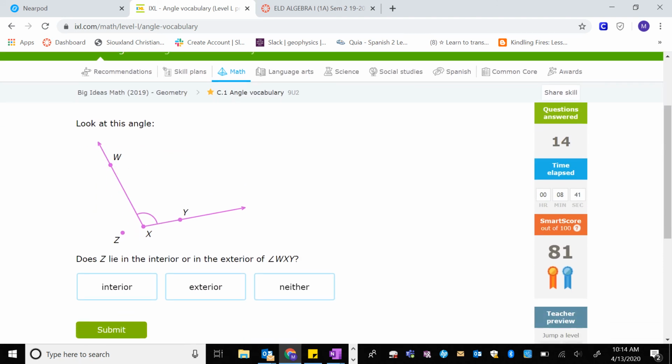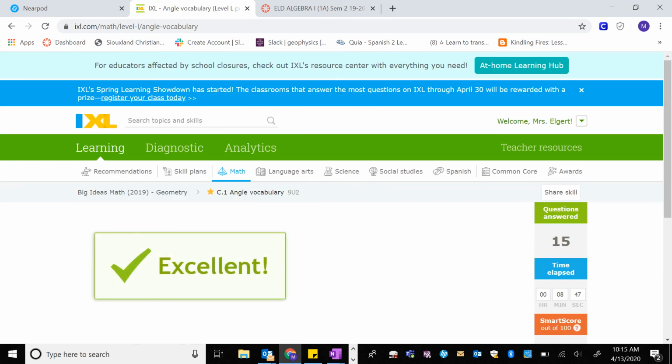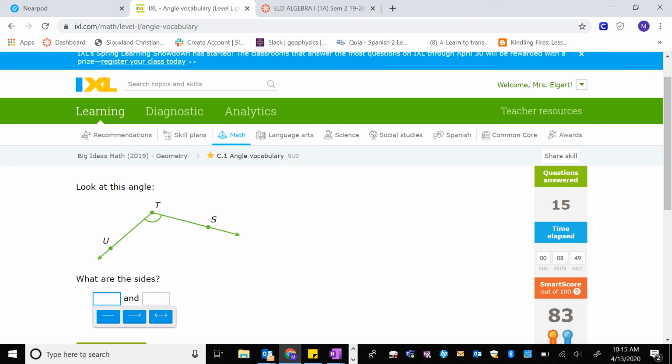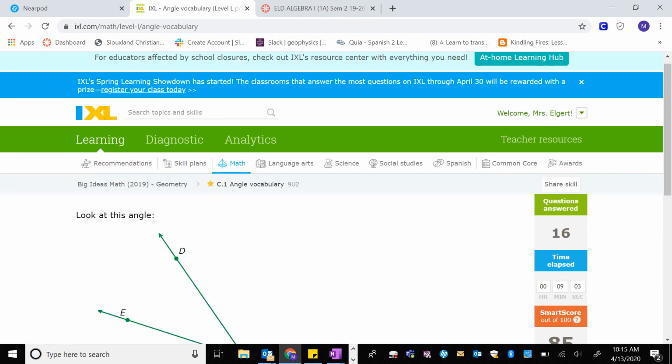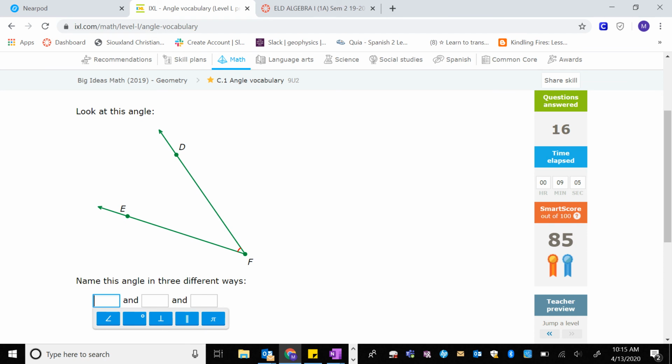How about point Z? So here's Z. Is it on the interior or exterior? Well, that one's exterior. What are the sides? Again, the sides would be TU. So you'd use the ray TU. And this side would be ray TS. All right. So that's what you got. And you can go from there.